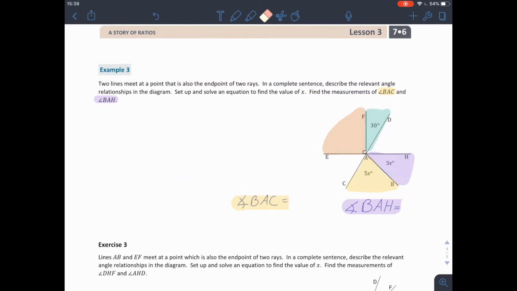Two lines meet at a point that is also the endpoint of two rays. In a complete sentence, describe the relevant angle relationships in the diagram. Set up and solve an equation to find the value of x. Find the measurement of angle BAC and angle BAH. So you can pause the video here and you can try to find an angle relationship and then write and solve an equation for the values of those two angles.